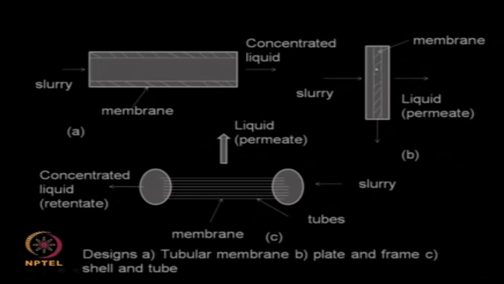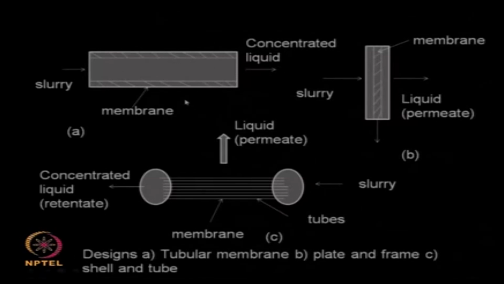If I want to replace the membrane, I will just remove these frames, I will remove this sheet of membrane, I will put another sheet of membrane. So the job is quite simple. So increasing the surface area, I will put many plates and frames, that is how I increase the surface area of the membrane process.